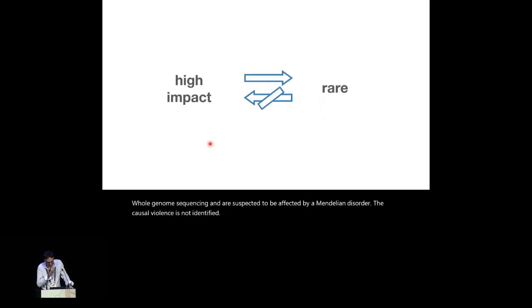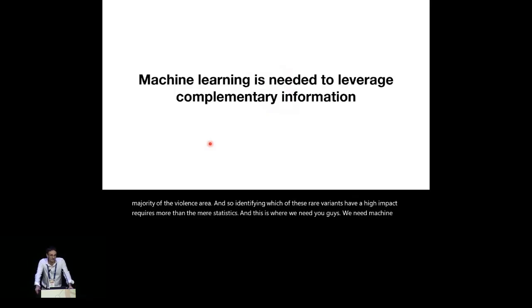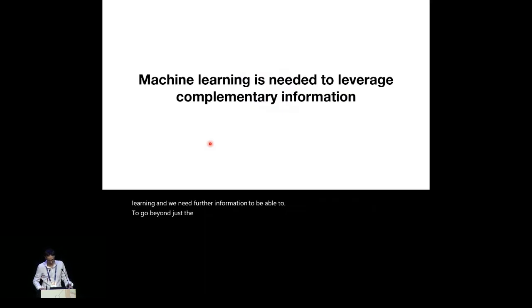So to summarize very simply, the major trend I mentioned to you: variants that have a high impact on health, due to selection, are rare in the population. What I didn't show you is that the converse is not true. Most variants that we see are neutral. The vast majority of the variants are rare. And so identifying which of these rare variants have a high impact requires more than the mere statistics. And this is where we need you guys. We need machine learning, and we need further information to be able to go beyond just the frequency observations.